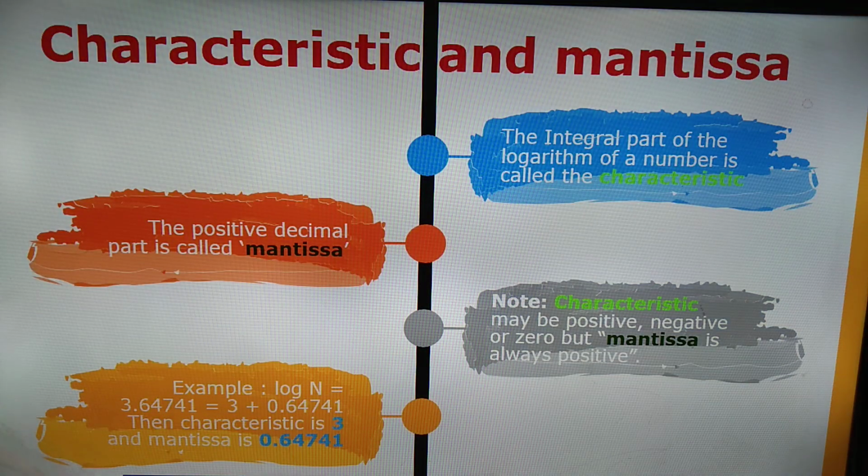This is about our introduction to logarithm, children. I hope the key concepts of this chapter are very crystal clear to you.